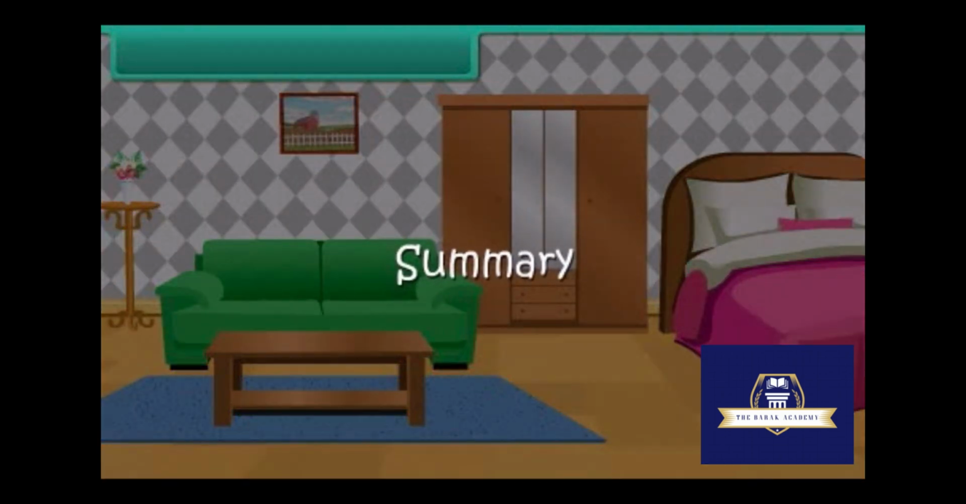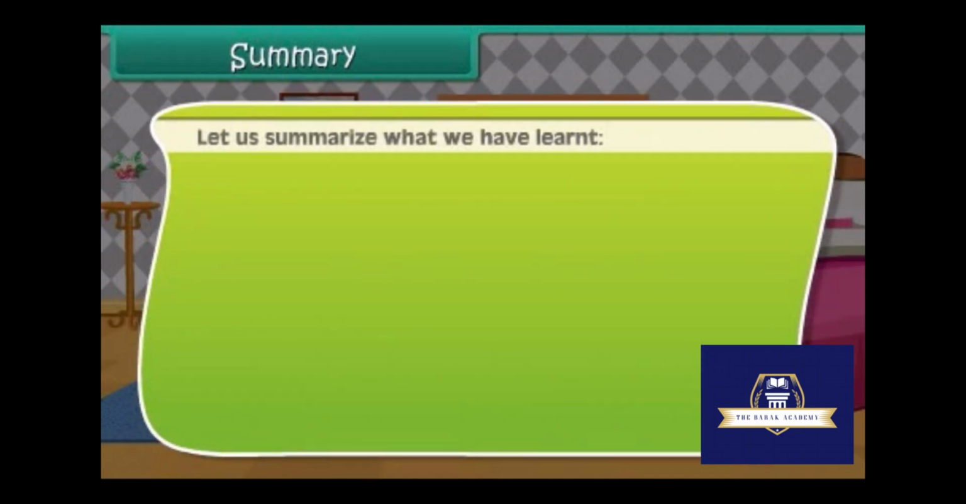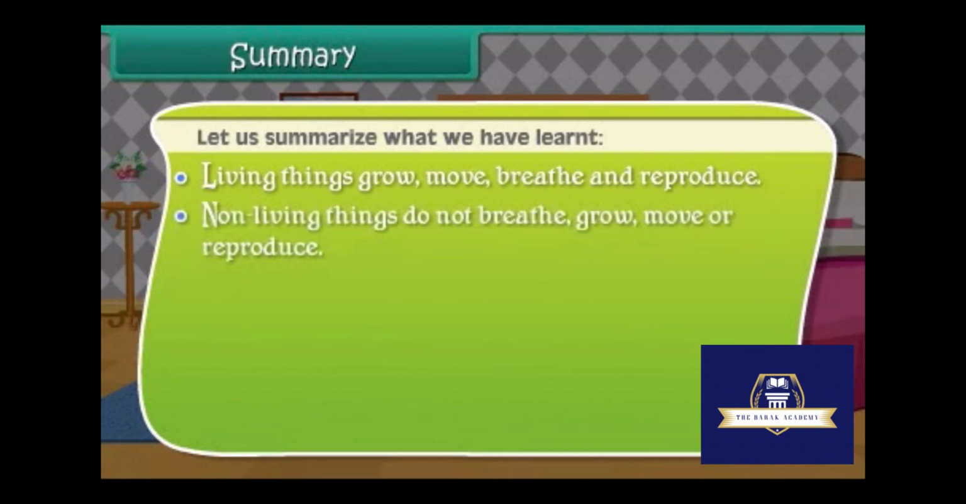Summary. Let us summarize what we have learned. Living things grow, move, breathe, and reproduce. Non-living things do not breathe, grow, move, or reproduce.